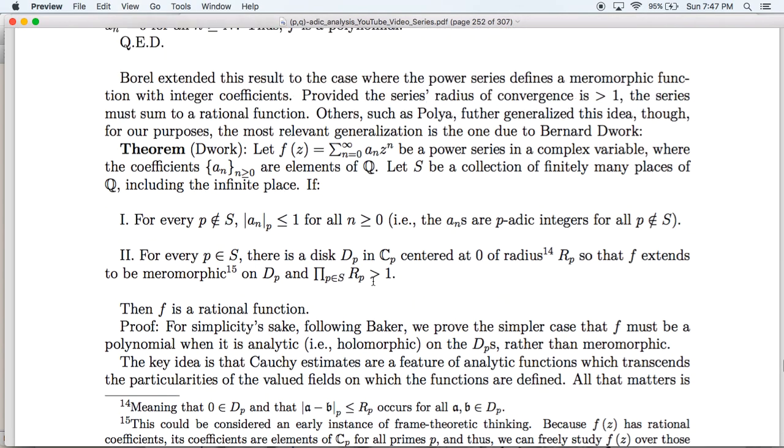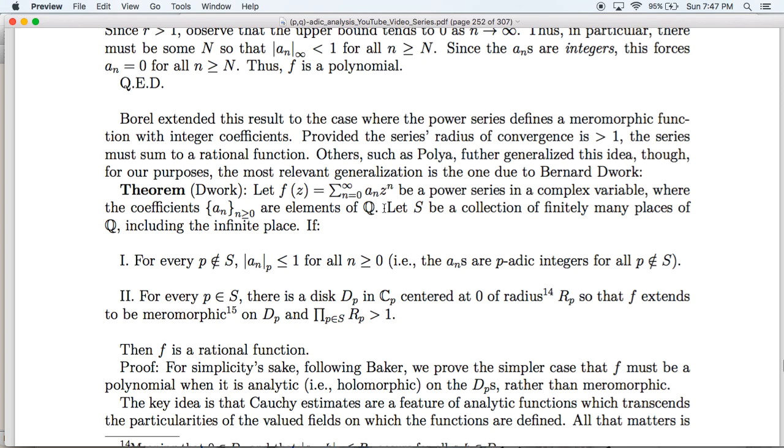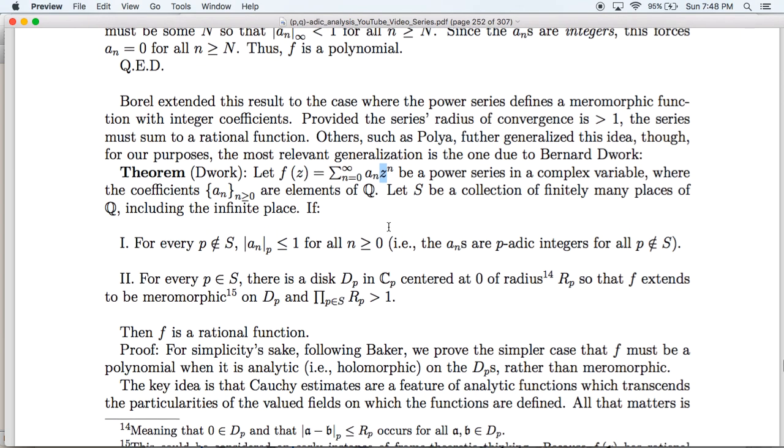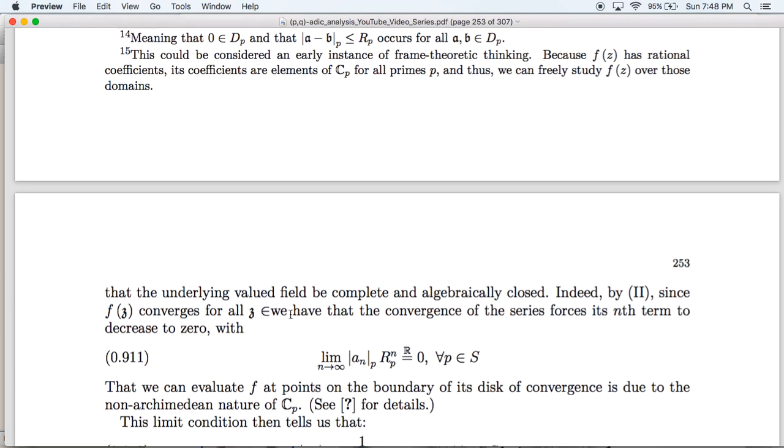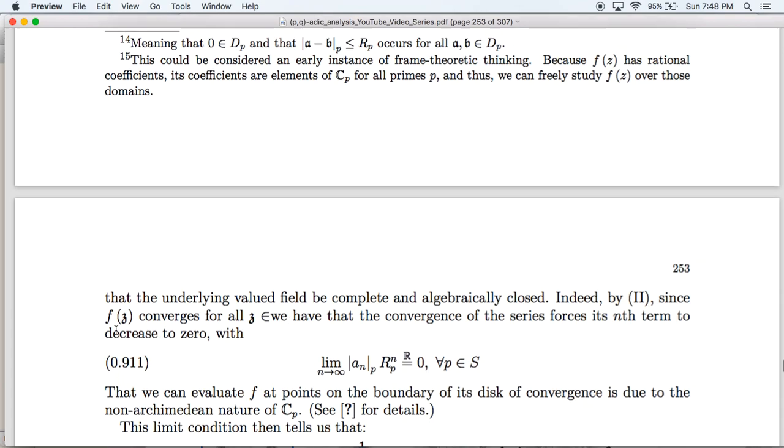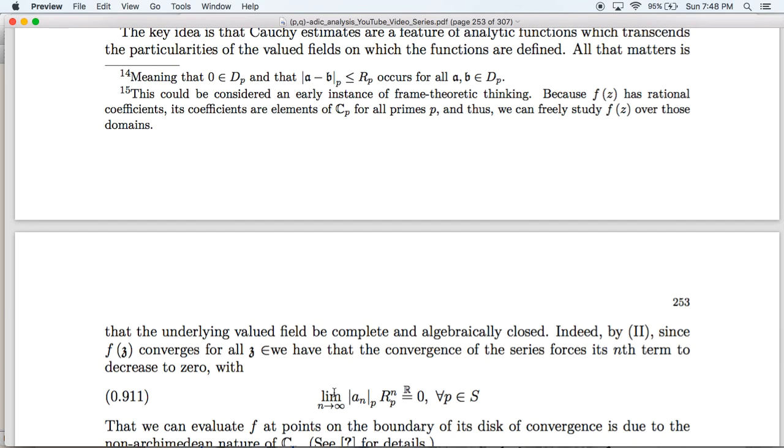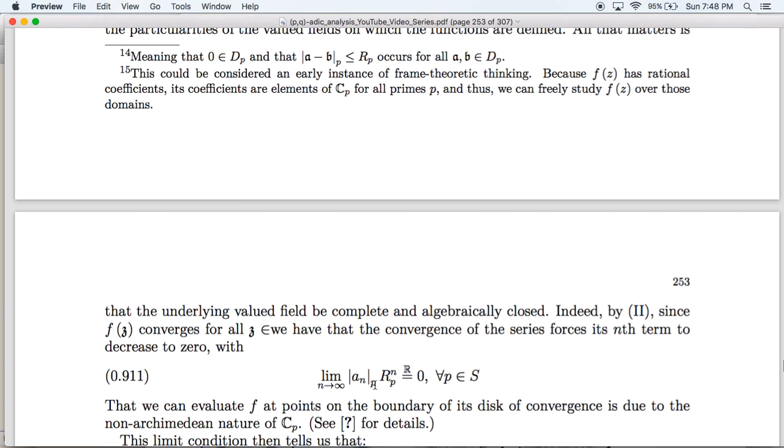So this is, as we said, a function with rational coefficients. Again, treating this as a formal power series, let's replace this complex variable z with a p-adic variable z. Then this is an analytic function in the p-adic world, and in particular, the product of all of these radii is going to be greater than 1. When you have an analytic function defined by a power series in a valued field, we necessarily have this Cauchy type estimate, that in particular this decay must go to 0.